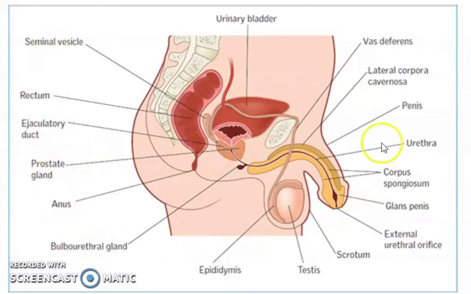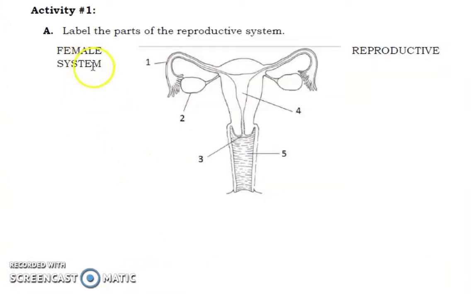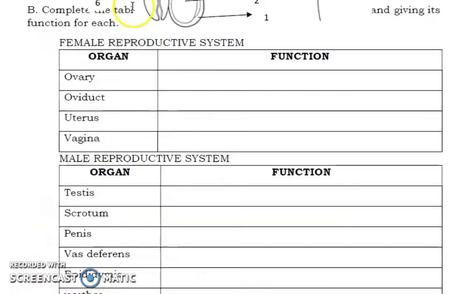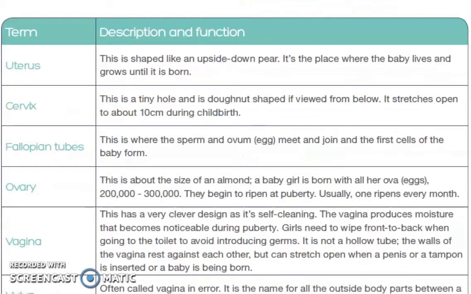Now the rest of the parts are specific names. So you can now go ahead and answer activity 1, part A, labeling the parts of both female and male reproductive system. For part B, we need to complete the table giving the function of each organ. Let's discuss first. This table has its terminologies on the left and the description and its functions on the right side. First one here is the uterus.